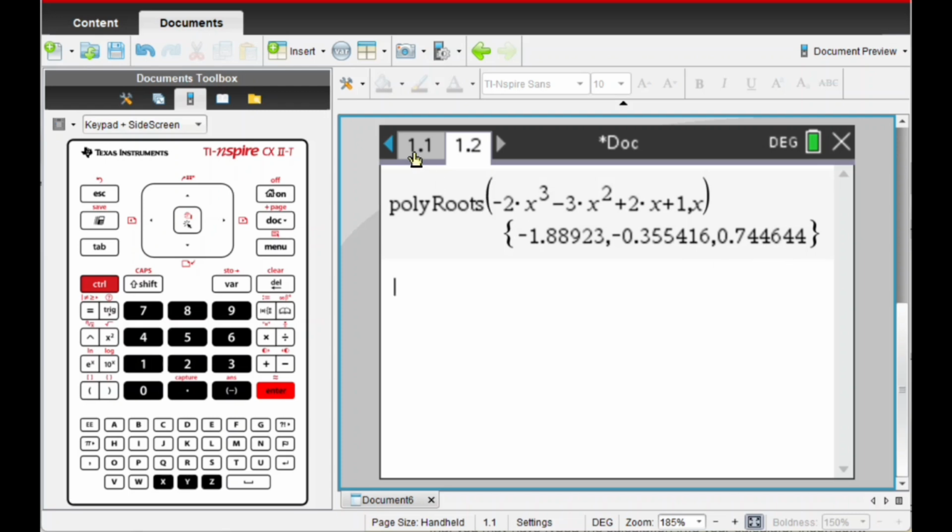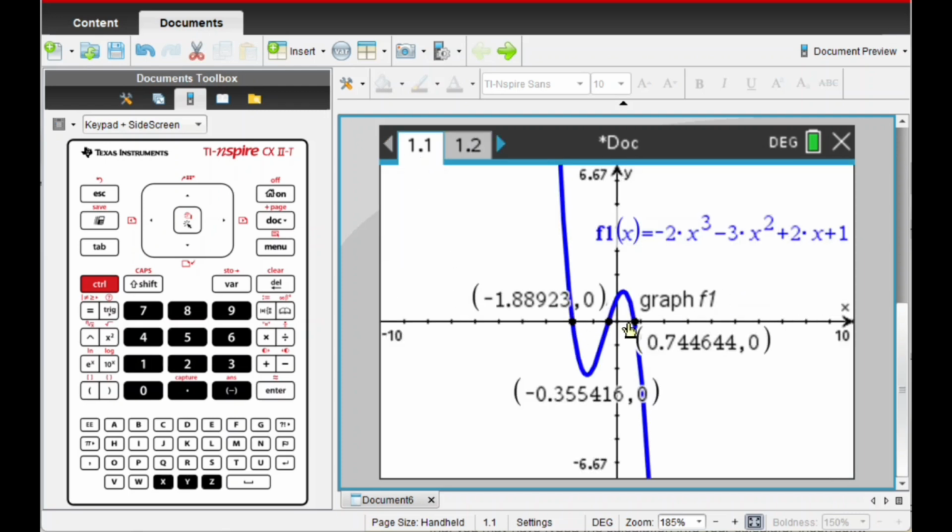Now you can choose either way to do it. I prefer the graph because I can actually see how many roots there are. So when it comes to some of the context questions you may not know, but a graph helps you visualize it. But you can use either method.